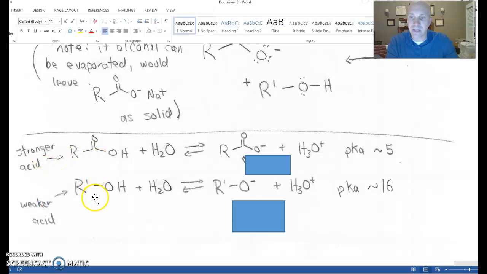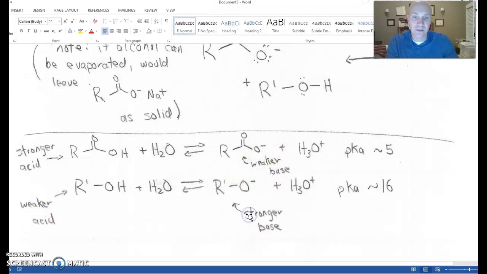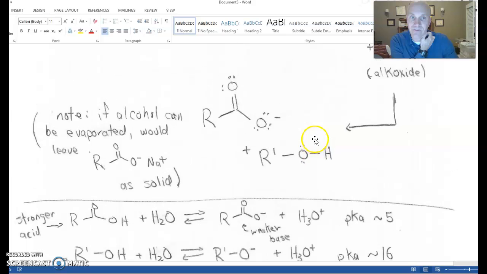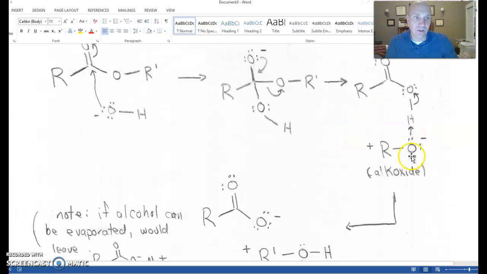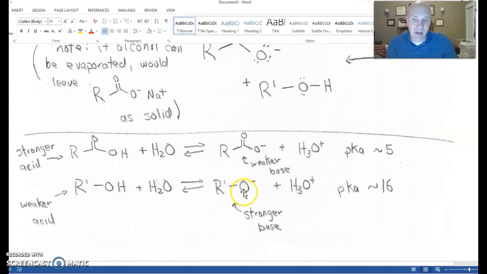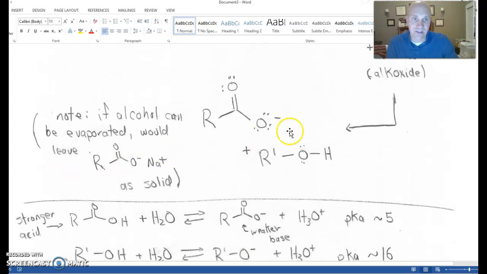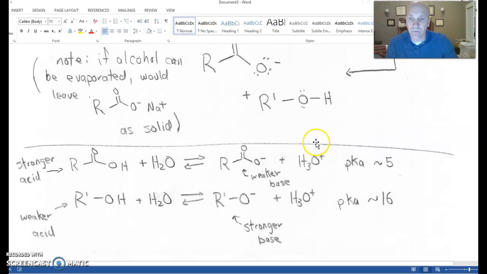comparing a carboxylic acid to an alcohol, the carboxylic acid is the stronger of the acids. And remember, there's that relationship. The stronger the acid, the weaker the base. The weaker the acid, the stronger the base. So if you've got these 2 things around each other, notice that the alkoxide is a strong base, the carboxylic acid is a strong acid, so that is the direction that the reaction would occur in.